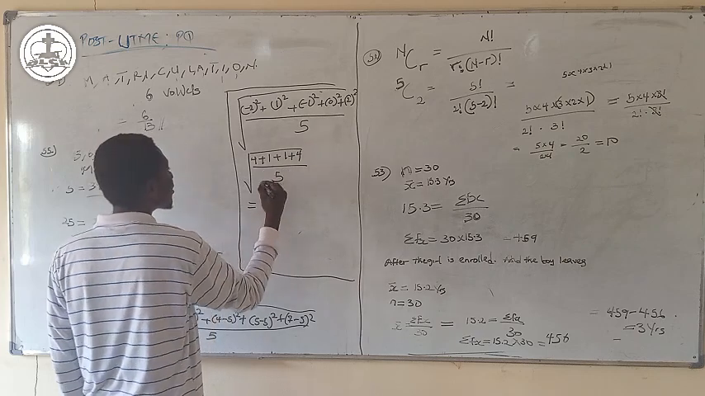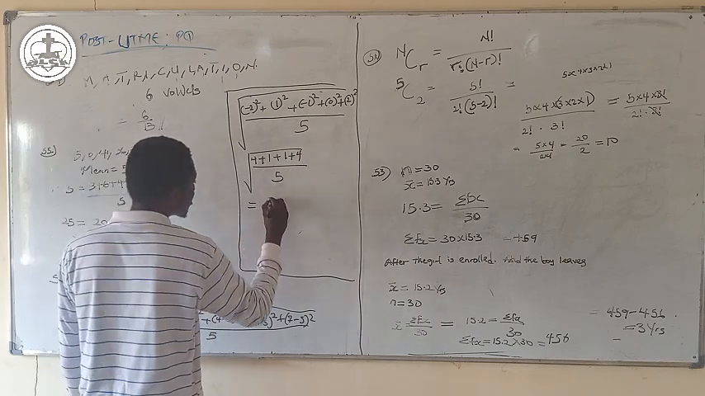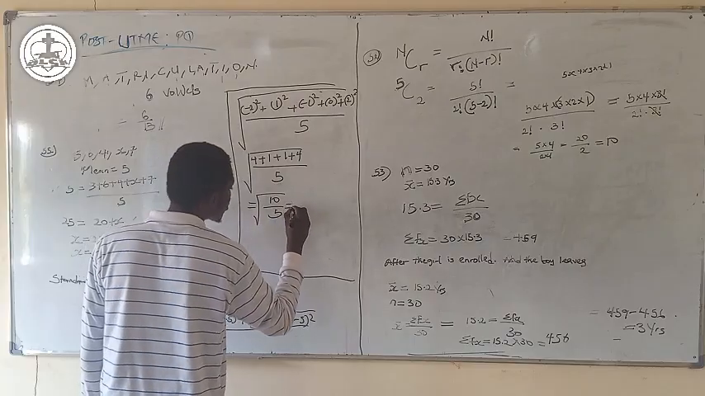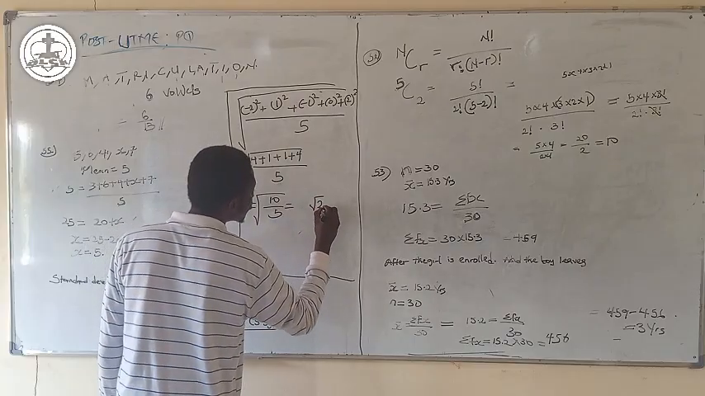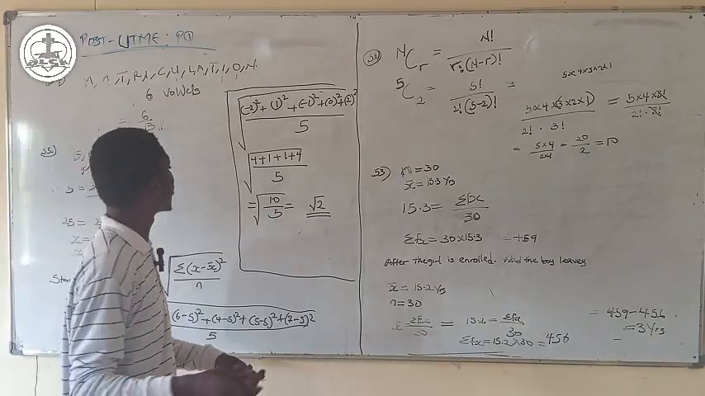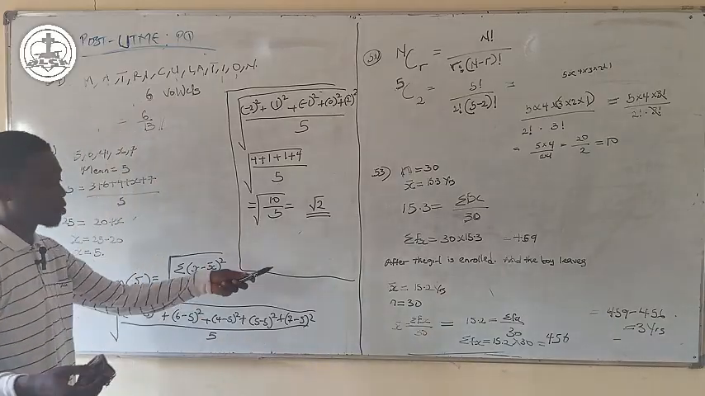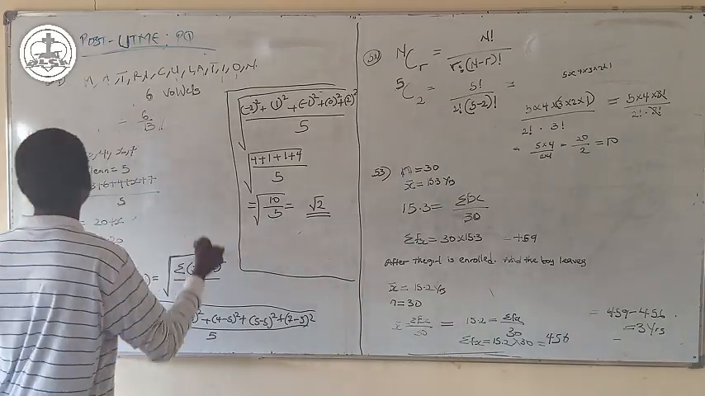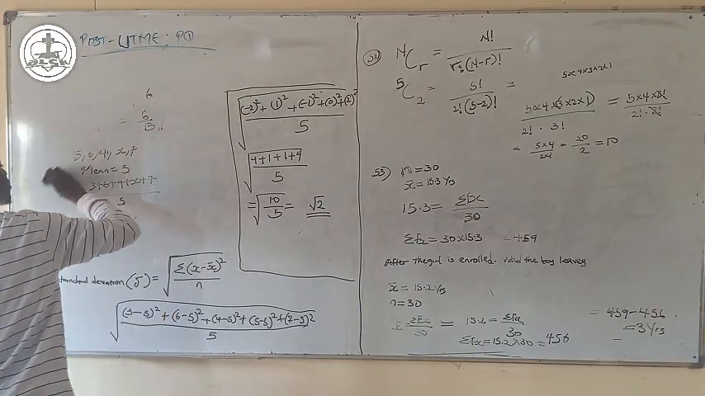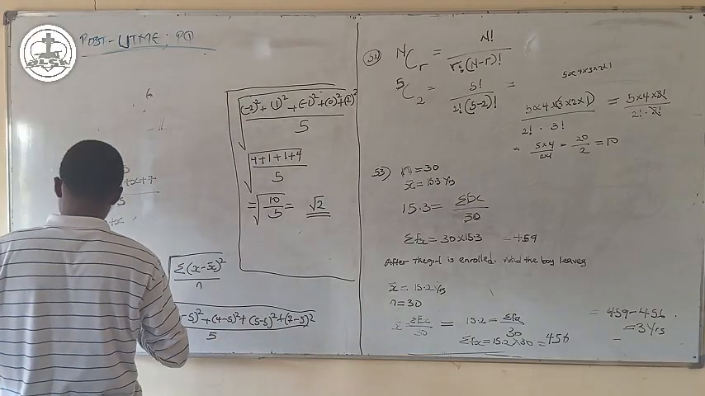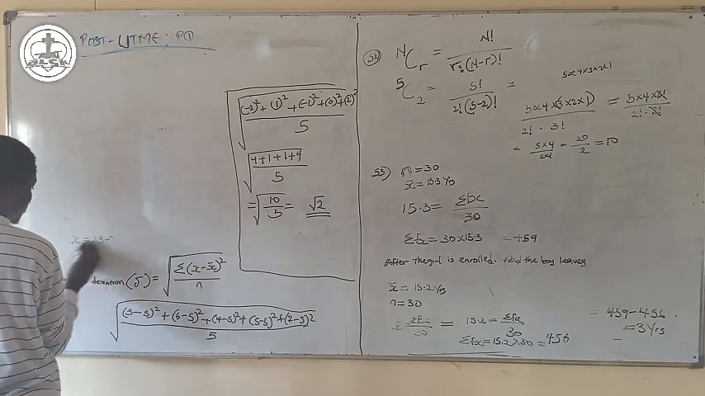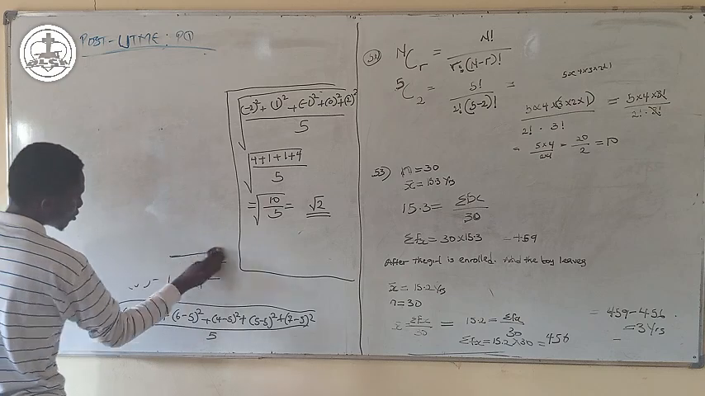4 plus 1 is 5, then we have 5 on both sides, which gives 10 over 5. We root it, which is equal to root 2. This is our final answer. So the standard deviation that we got here is root 2. Let's go to the next question.